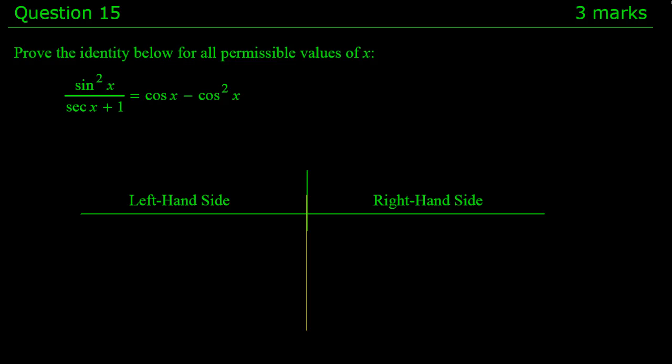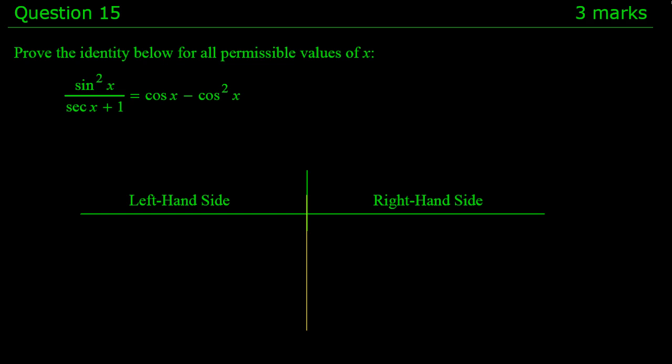All right, this is question number 15, take 2. Prove the identity below for all permissible values of x. So the identity is sine squared x over secant x plus 1 equals cos of x minus cos squared x.